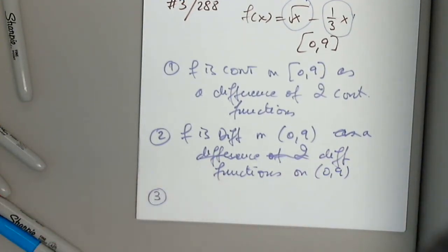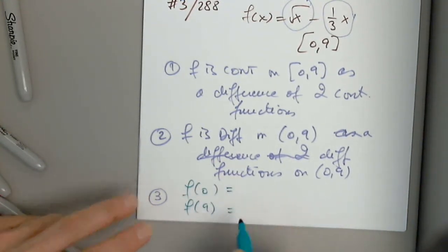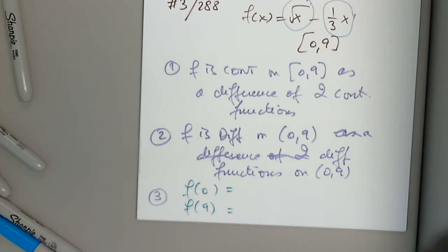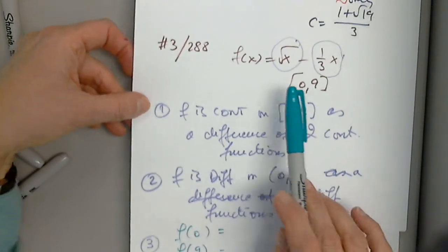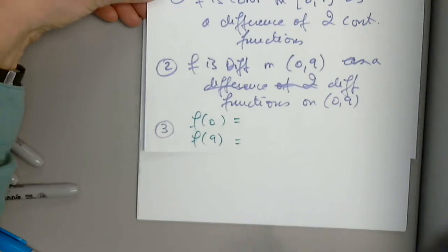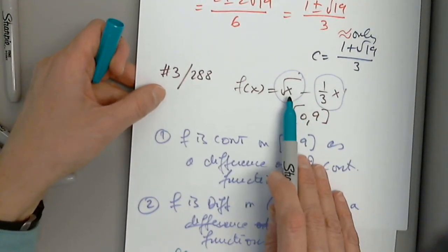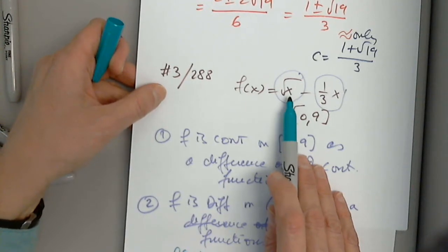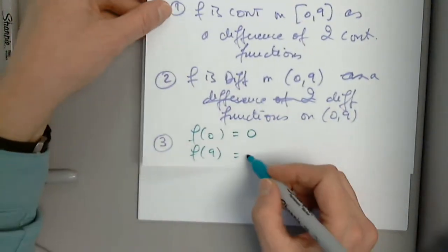Now, I have to test the third condition. What am I testing now? I'm testing that f of 0 and f of 9 are the same. If they're not, then I'll say, sorry, Rolle's theorem doesn't work here. How much is f of 0? 0. Perfect. How much is f of 9? The square root of 9 is 3, and 9 over 3 is 3. 3 minus 3, you're right, it's 0.